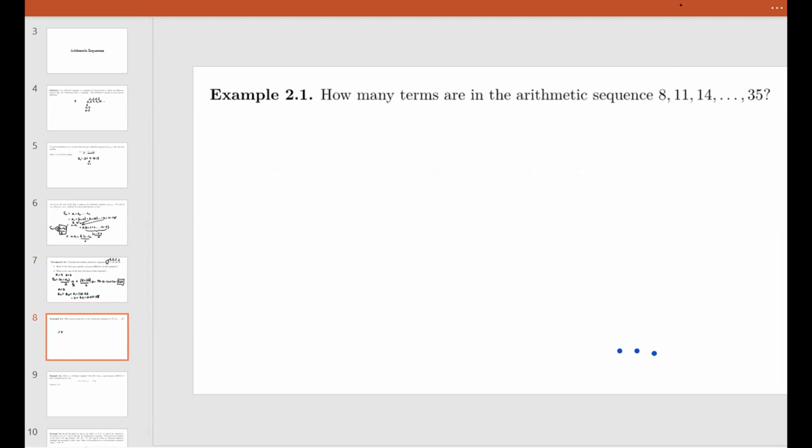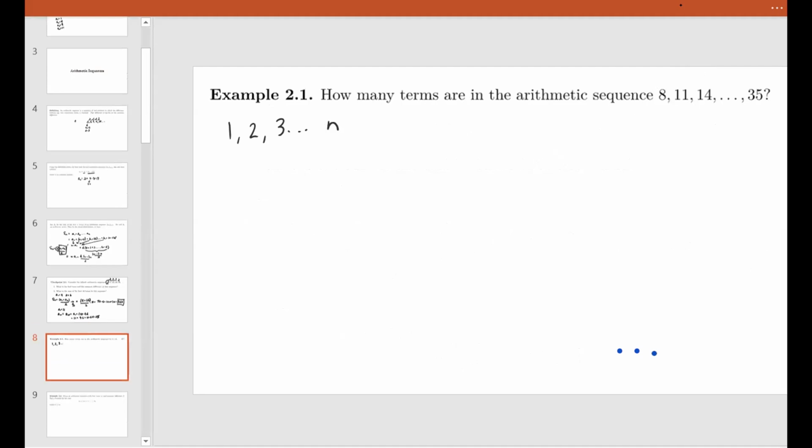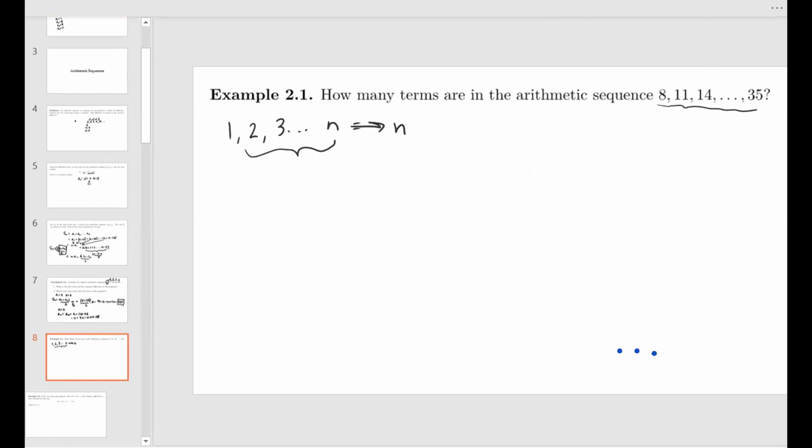So now we have this example. How many terms are in the arithmetic sequence 8, 11, 14, and so on until 35? For these types of problems, first we know that the number of numbers in this sequence is simply n, just like the first 10 numbers. To count the number of terms in this arithmetic sequence, we want to transform the sequence into something that looks like 1, 2, all the way up to some number.